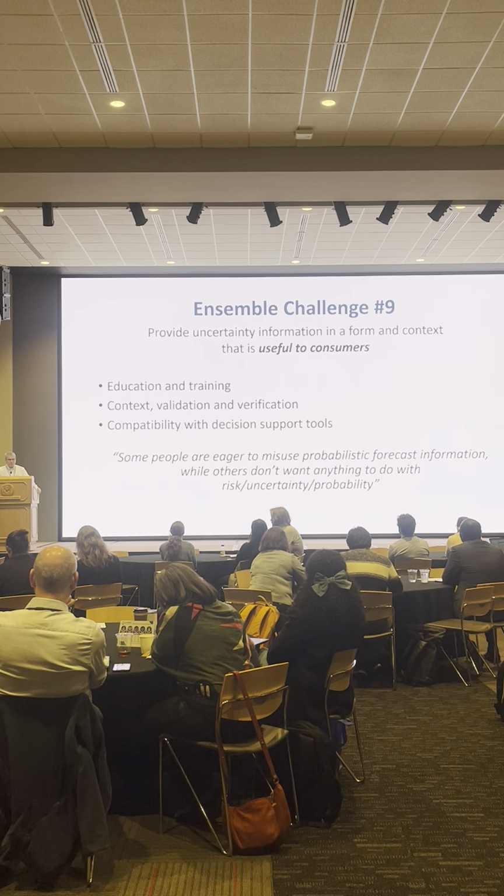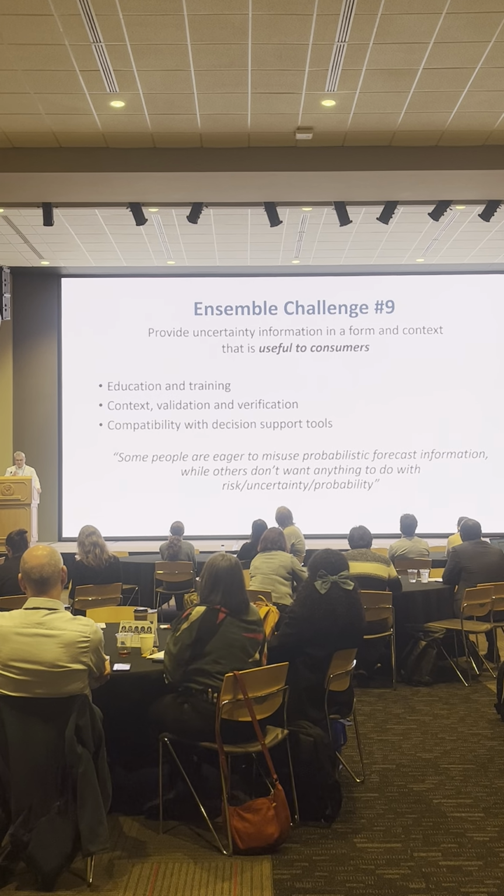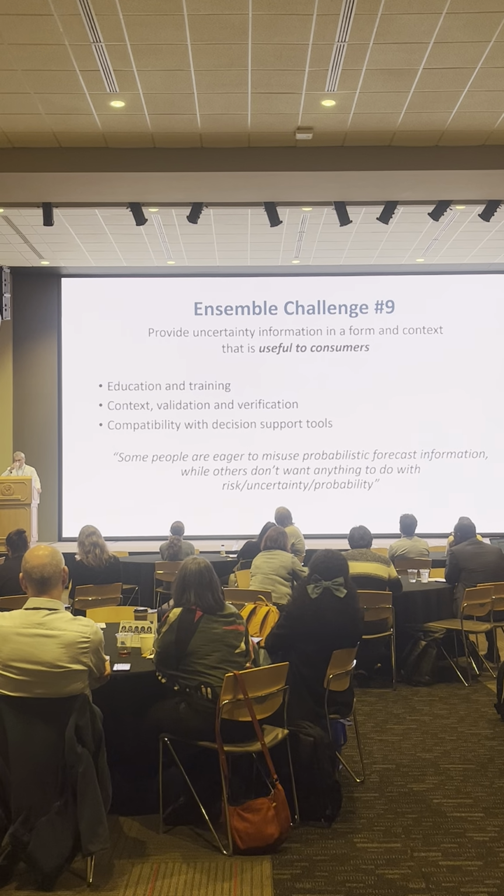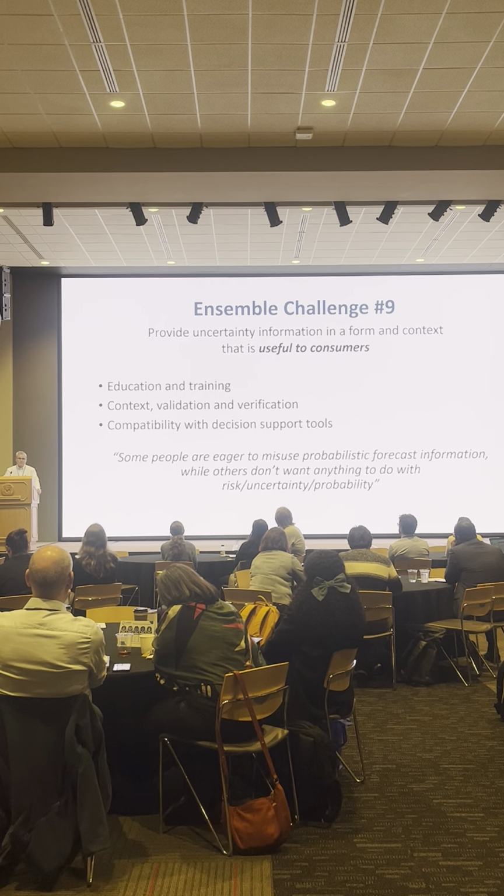The last one that I want to talk about in a little bit more detail relates to communication. How do we provide this uncertainty information to consumers of that information that is useful? I think we're pretty good at generating it. We're less good at communicating it in terms that they understand and can apply to their particular actions.